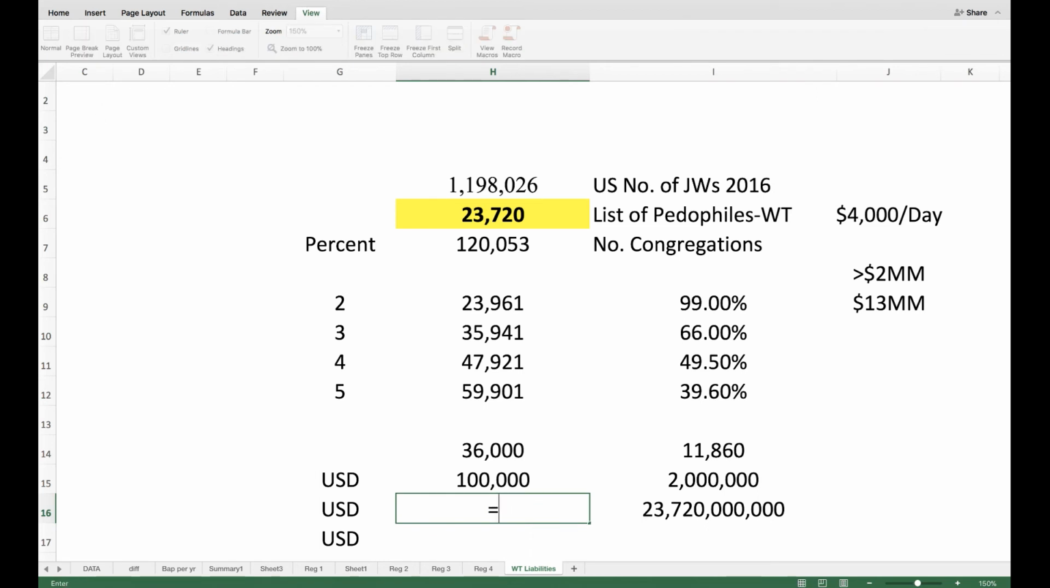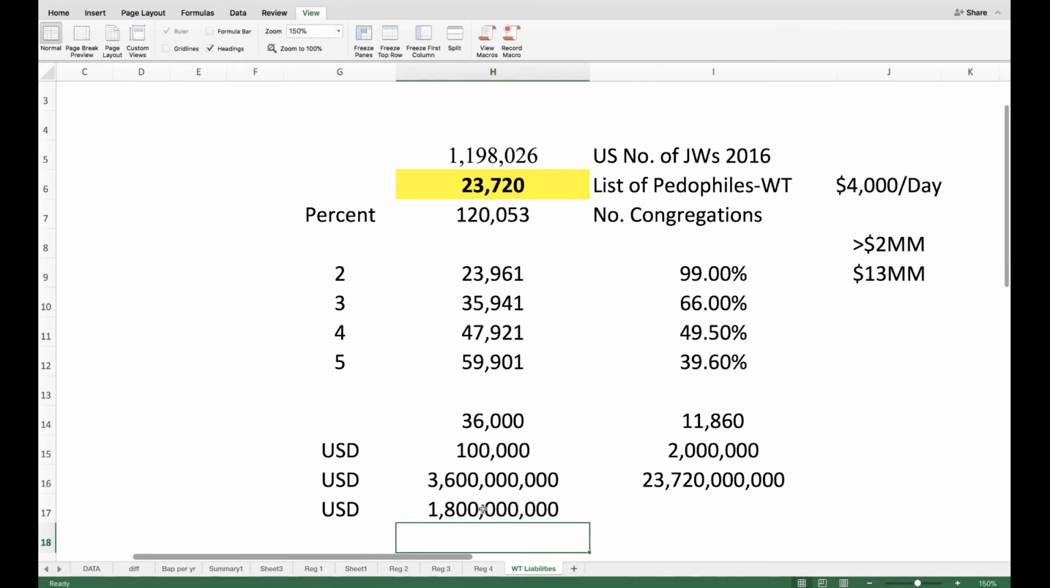Whoops, I did a stupid thing. I'm getting tired. Okay, equals this by two. That's still almost $2 billion alone that they would settle if they settled 18,000. That would be for 18,000 cases, and 18,000 is substantially lower than the 23,000 in their list.